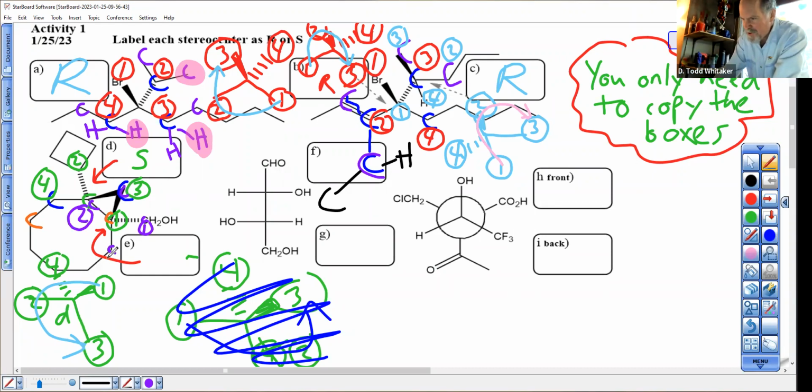Which of these CH2s is better? Remember, you're going away from the stereocenter. CH2 goes to a C with nothing but bonds to C. CH2 goes to a C with only one bond to C. I like the CH2 that goes to a C with nothing but bonds to C better. It's 3. It was 3 in both stereocenters. It's a common carbon between both, right? Here's your 4 down here in purple.